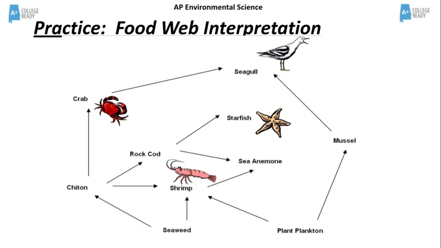One food chain from this diagram is the seaweed, which is the producer, being eaten by the chiton, which is the primary consumer, which is then eaten by the crab, which is the secondary consumer, and then that is eaten by the seagull, which is the tertiary consumer. When diagramming this particular food chain, the arrows point from the seaweed to the chiton, to the crab, and then to the seagull. Remember, the arrows show the direction of energy flow.